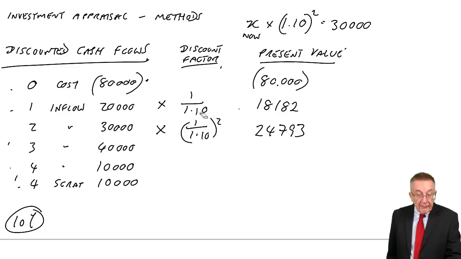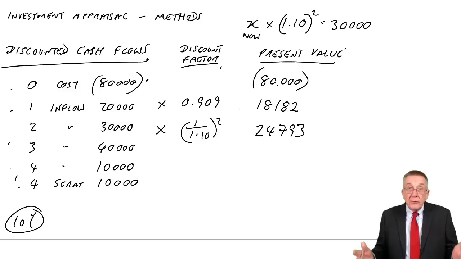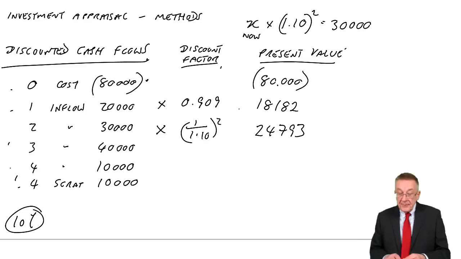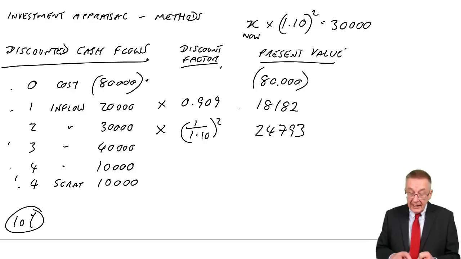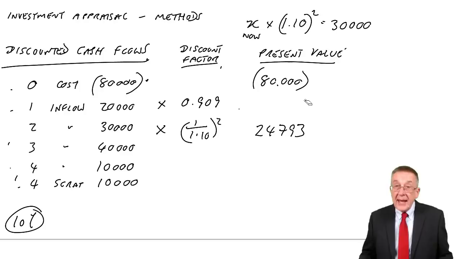For 1 year, the first row down is 0.909, which is 1 over 1.1. They've calculated it for you. And so the present value, 20,000 times 0.909, is 18,180. Now it's slightly different, it's because the tables are rounded to three decimal places, but the examiner expects you to use tables: 18,180.